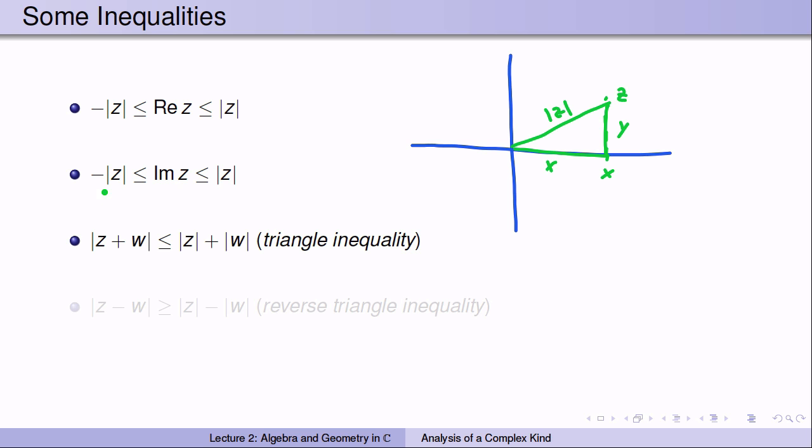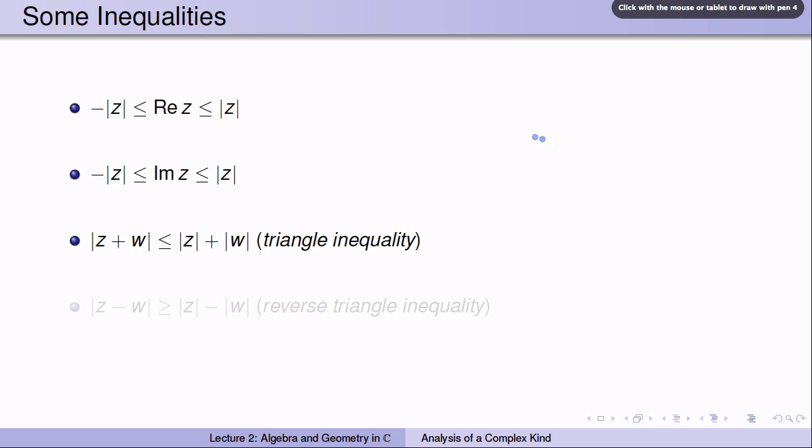An inequality that's also very nice is the triangle inequality. The length of z plus w is bounded above by the length of z plus the length of w. Let me show you in a picture why that is the case.